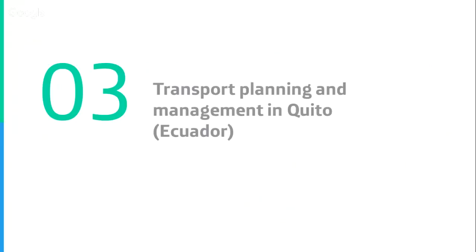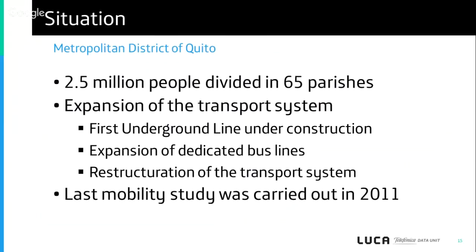Hello, as Tom said, I'm going to talk now about a bespoke project that the LUCA team in Ecuador developed in the city of Quito. This is a transport plan project for the city of Quito. In the metropolitan district of Quito, there are 2.5 million people living there, and they are divided in 65 different parishes. And in the last few years, the city has seen an expansion of the transport system.